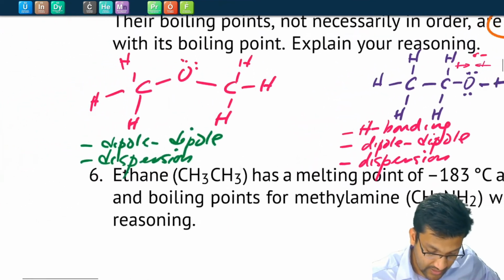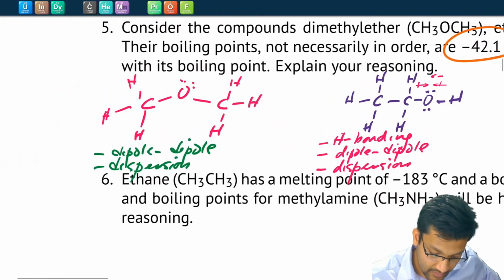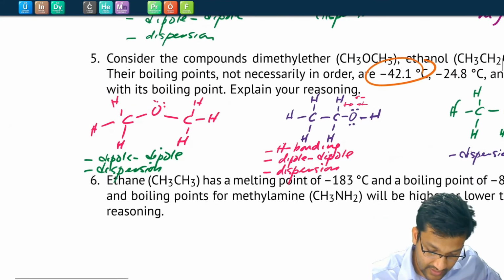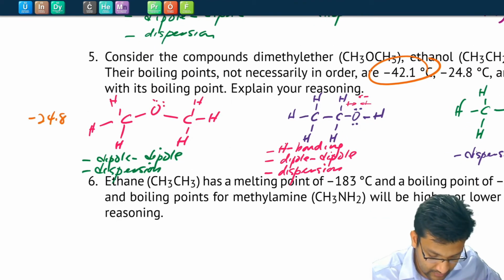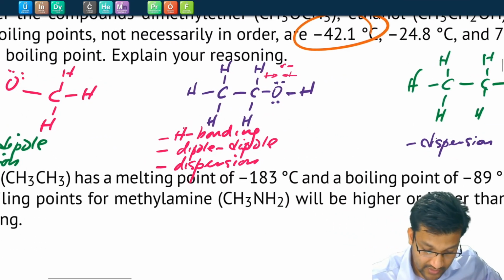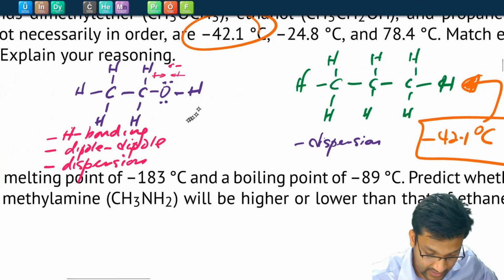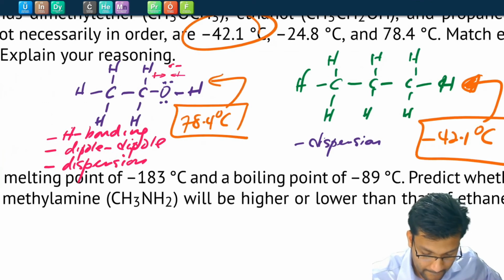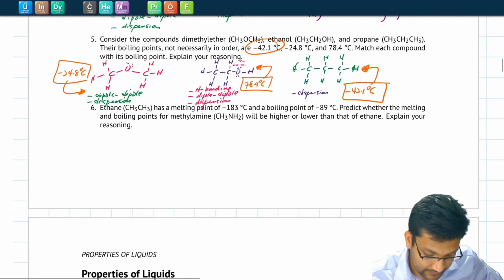Second weakest would be dimethyl ether, this guy right here, and so this should be negative 24.8 degrees Celsius. And hydrogen bonding is stronger than all of them, so this one should be 78.4 degrees Celsius. And there we have it.